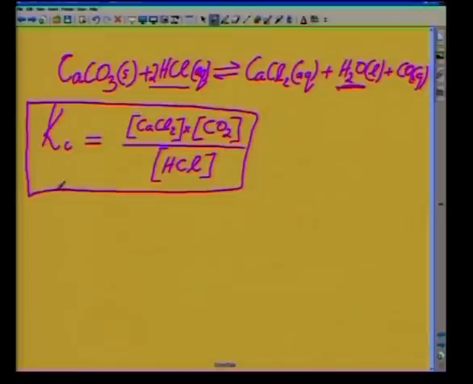So that's how I would write it. And if I know the concentrations of these substances at equilibrium, then I will be able to take those values and plug them in here and calculate my equilibrium constant value for this particular chemical reaction that is in equilibrium. Okay, now let's move on and have a look at another example.